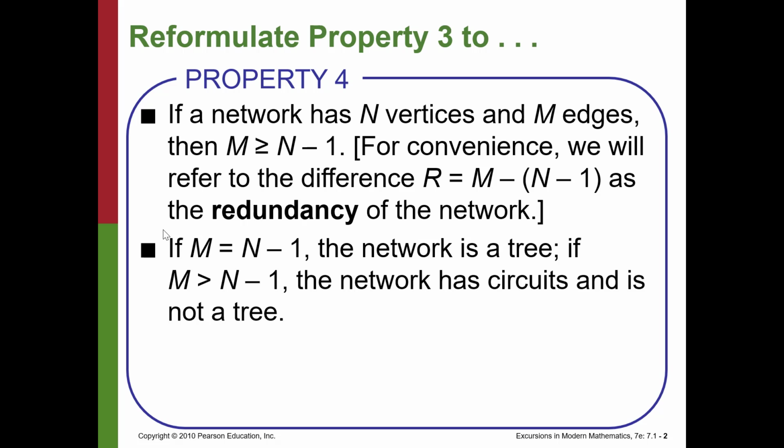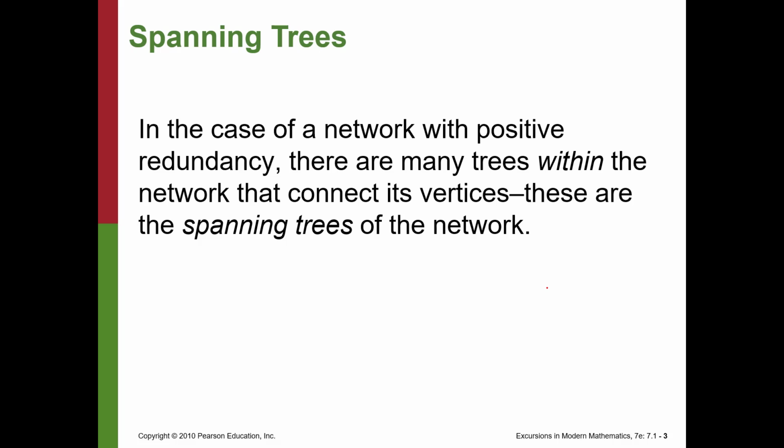And so m minus the quantity n minus 1 is called the redundancy of the network. So if m is equal to n minus 1, the network is a tree. If m is greater than n minus 1, the network has circuits and is not a tree, right? So you're going to have circuits if you have redundancy, and you need to keep track of that. Okay, so in the case of a network with positive redundancy, there are many trees within the network that connect the vertices. These are the spanning trees of the network. So we're interested in trees that still connect all the vertices, but they are trees.